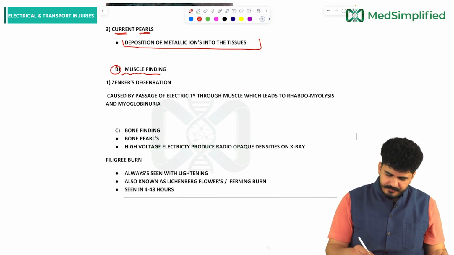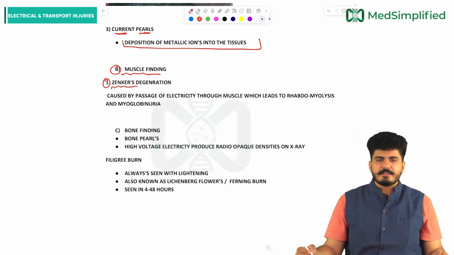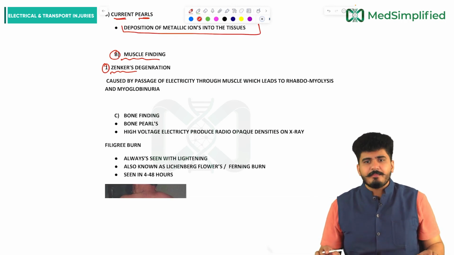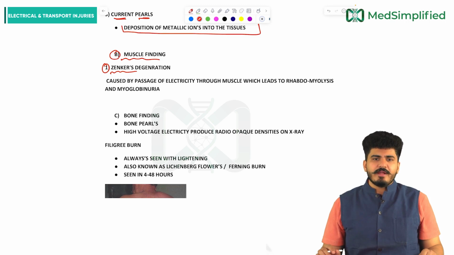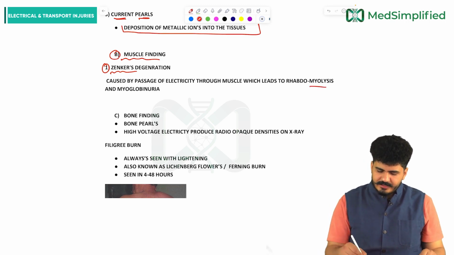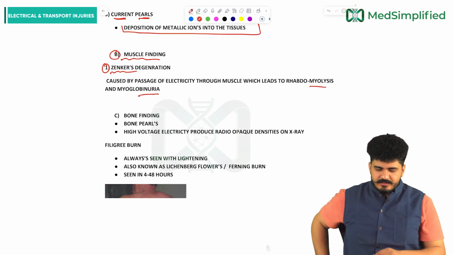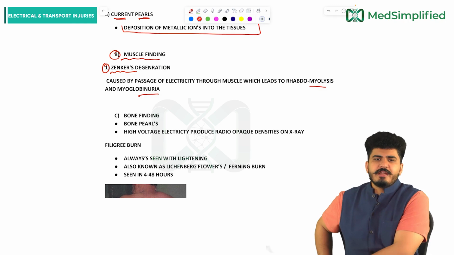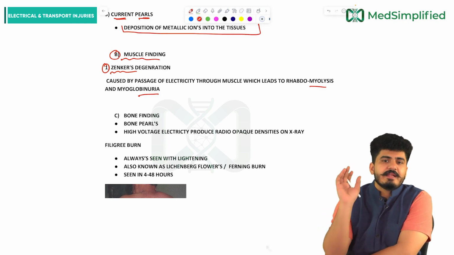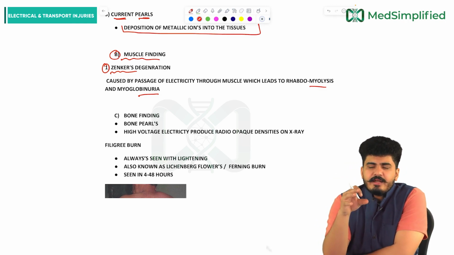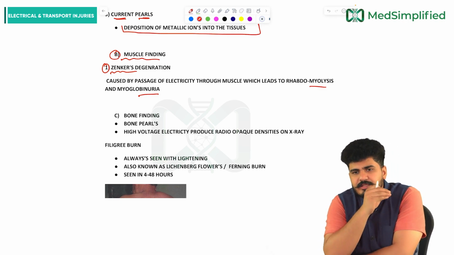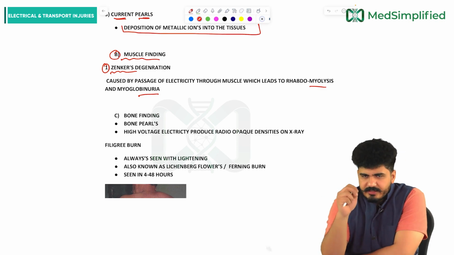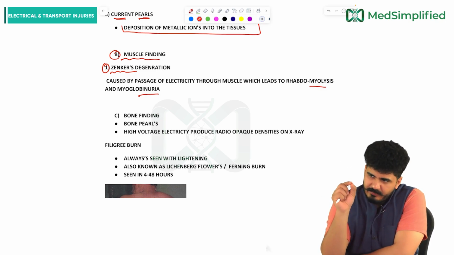Then coming to the muscle finding. At first, there will be Zenker's degeneration. What is Zenker's degeneration? It is caused by passing of electricity through the muscle, which leads to rhabdomyolysis or myoglobinuria. Muscle damage is going on. You will see the muscle coming outside in the urine because of the Zenker's degeneration. The electrical current will pass through the muscle, leading to lysis of the muscle. The moment lysis of muscle is there, it will come outside in the urine. In the urine, we'll see the muscle fibers.